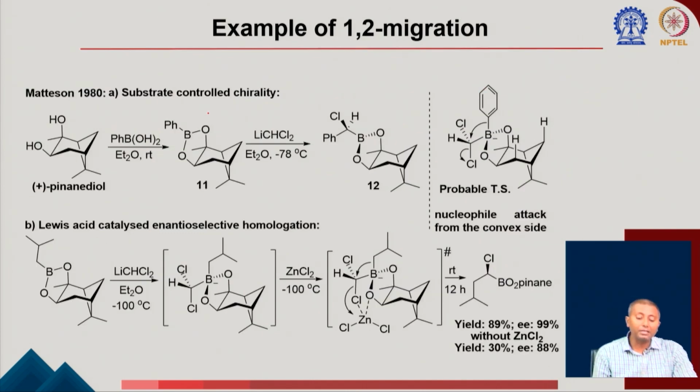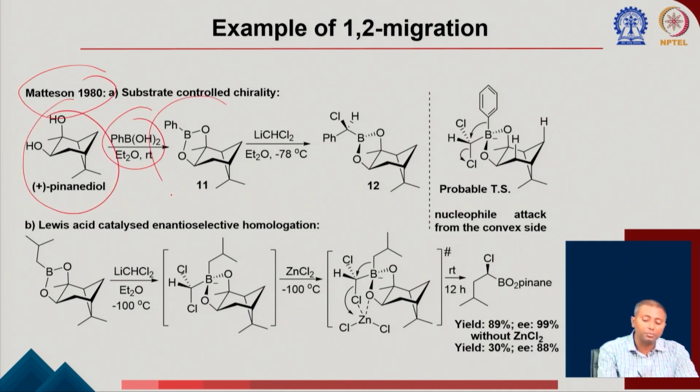There is another reaction. Now the idea is, we have learned this 1,2 migration for the corresponding dichloro compound. How about getting the corresponding alpha-halo organoboron compound enantioselectively? For that, Matteson took this idea: if you take a pinanediol and a phenylboronic acid, then you can make the corresponding boronic ester here.